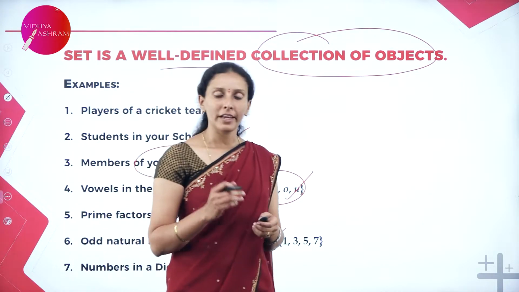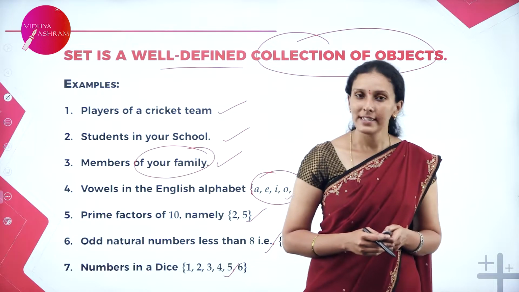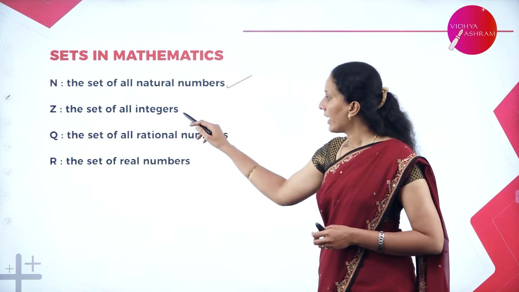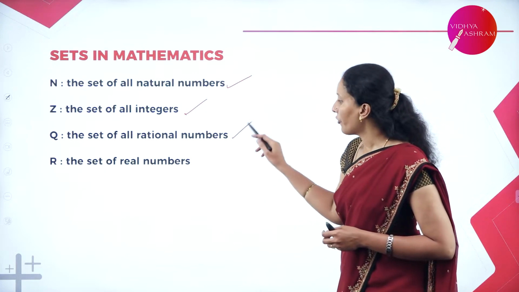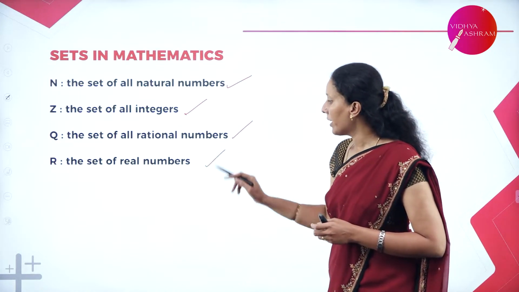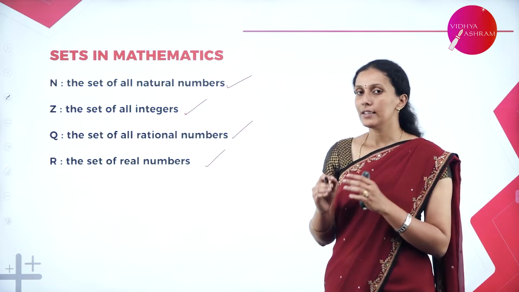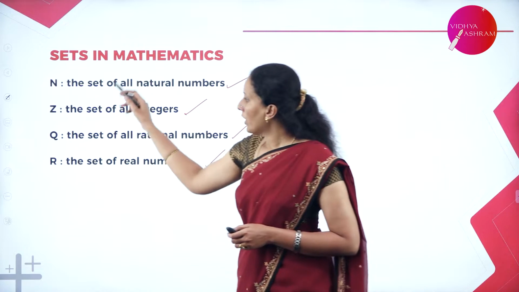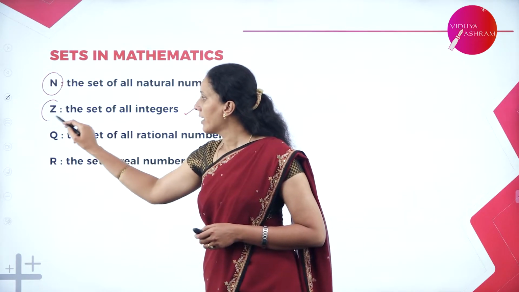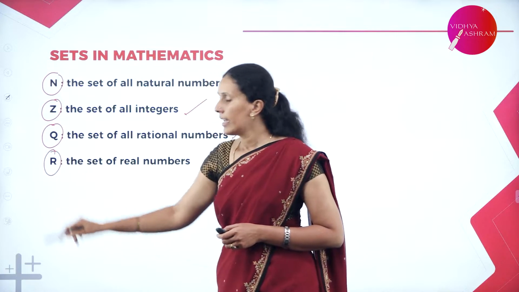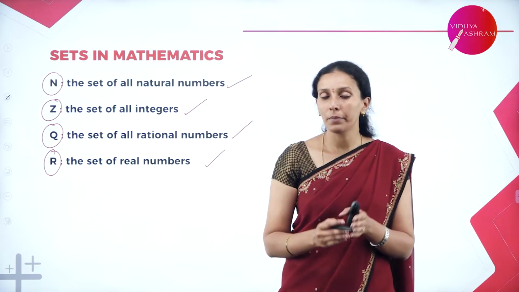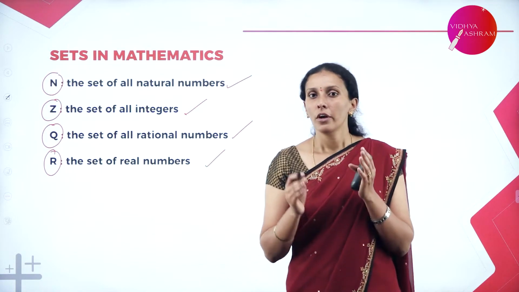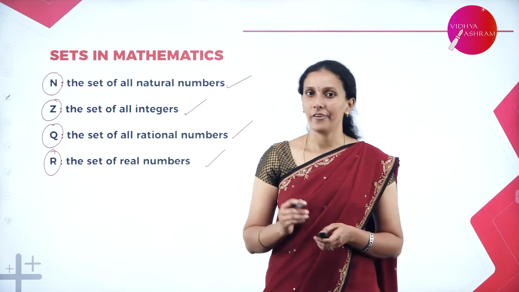Now here we have a few mathematical sets also. For example, natural numbers form a set, integers form a set, rational numbers form a set, real numbers form a set. So any system of numbers in mathematics can be termed as a set, and all these sets are denoted by particular capital letters. N denotes the set of natural numbers, W whole numbers, Z integers, R real numbers, Q rational numbers, and J can be termed as irrational numbers.